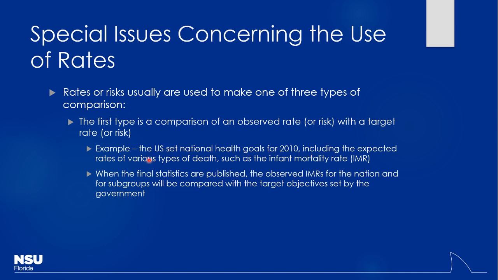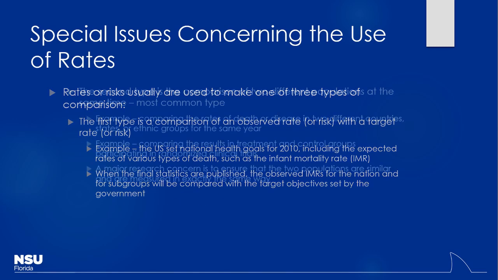So the government sets certain goals, and then we can compare our actual rates to what they set. Did we meet that? Did we not? Why are there disparities between the two? Did we do better? What the case may be. So that's one way we could use those rates to make a comparison.